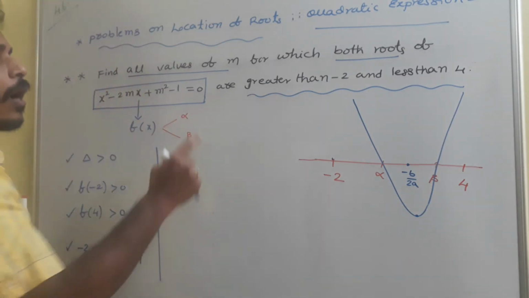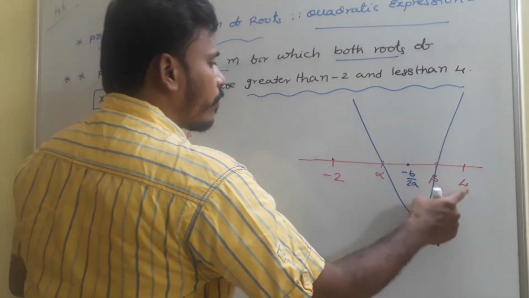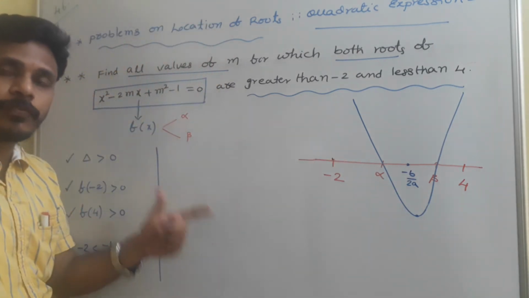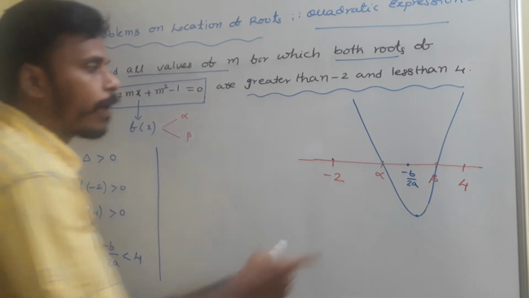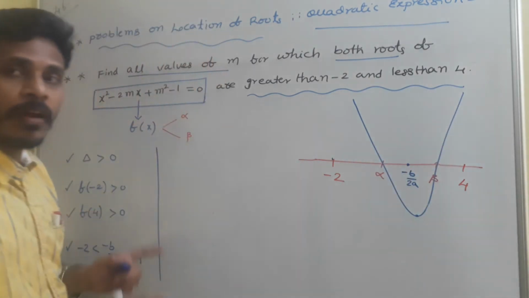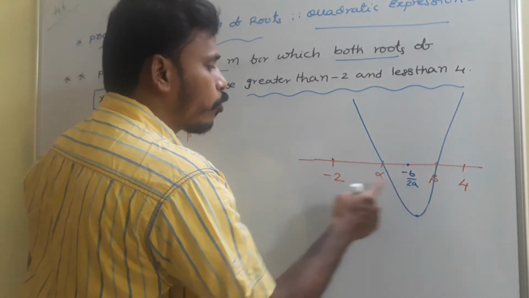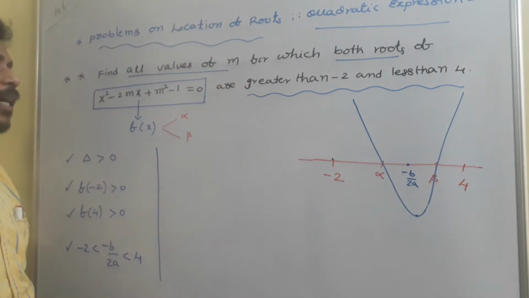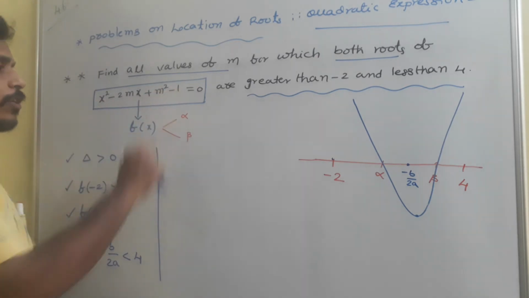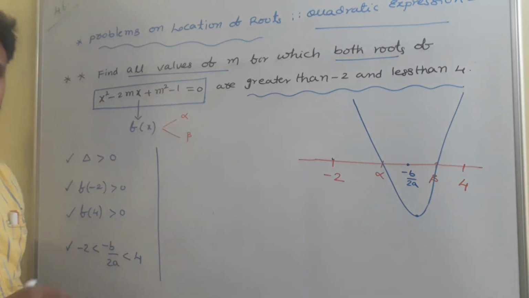First of all, alpha and beta are the roots which are in between minus 2 and 4. This is the rough sketch. From the graph, f of minus 2 is positive. From the graph, f of 4 is positive. From the graph, minus b by 2a is in between minus 2 and 4. Since it has two roots, delta greater than 0. So for this equation, everything we need to check. Okay?